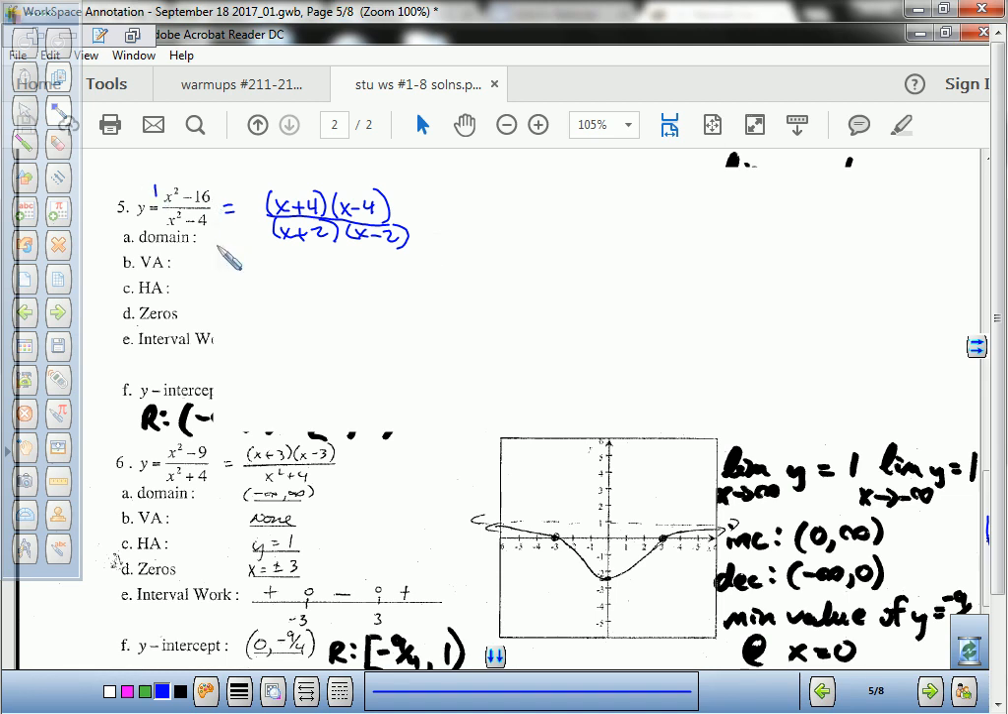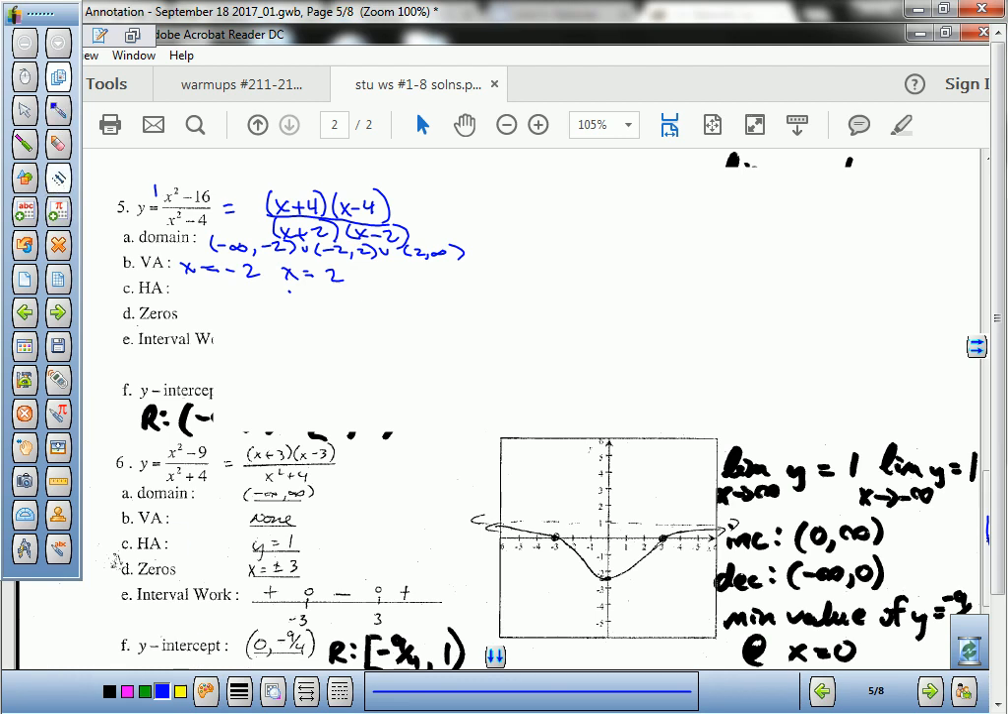Okay, so the excluded values for the domain are positive and negative 2. So the domain would go from negative infinity to negative 2, non-inclusive, from negative 2 to 2, non-inclusive, and from 2 to infinity. Because those restricted values were not factors of both the numerator and denominator, we have two vertical asymptotes. We have one at x equals negative 2 and another at x equals positive 2. If you wrote plus or minus 2, that's just fine.